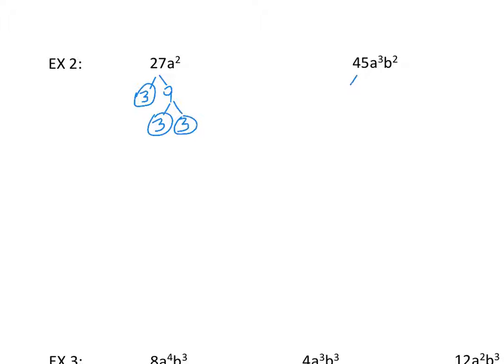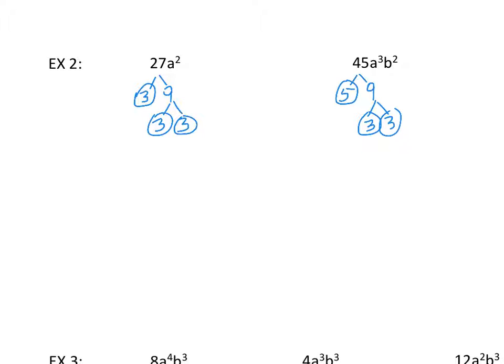45, I'm going to use 5 times 9. You could have used 3 and 15, but I like 5 and 9. 5 is prime, so we're going to circle 5. And 9 is 3 and 3. And those are also prime.